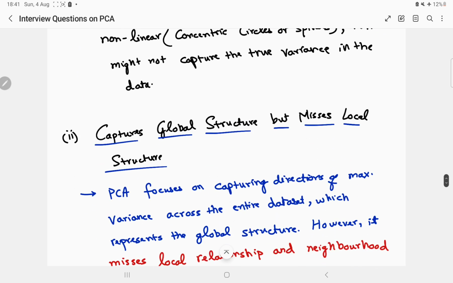The second limitation for PCA would be that it captures the global structure but misses the local structure in your data. PCA focuses on capturing directions of maximum variance like we discussed above across the entire data set.